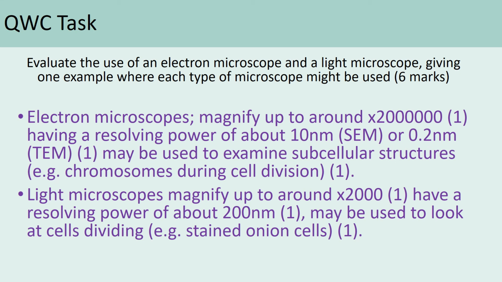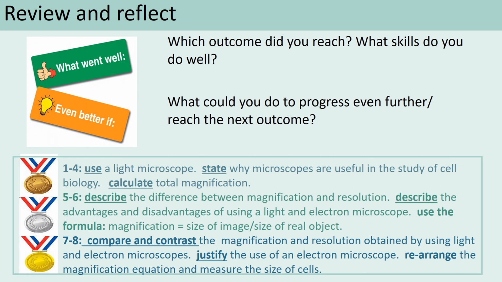And here we go, here's some more. Electron microscopes magnify up to 2 million times. They've got a resolving power of 10 nanometers. These are all really specific ones. Subcellular structures, more details of organelles, that's the same thing. Light microscopes go up to 2,000 times magnification, with a lower resolving power, and they can look at cell sliding as well. So there's some more examples.